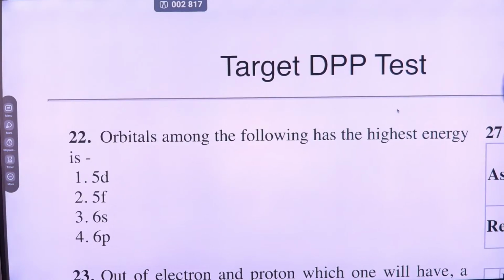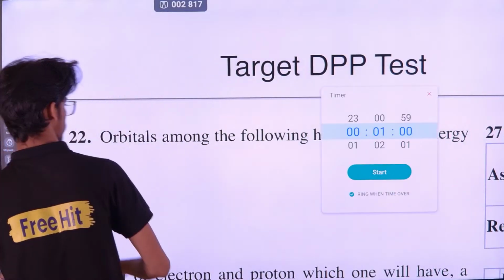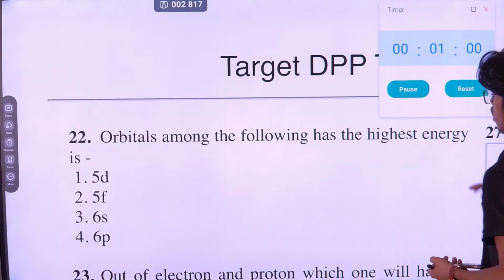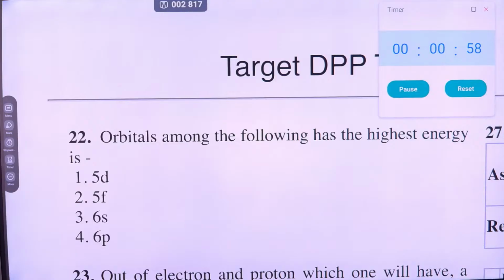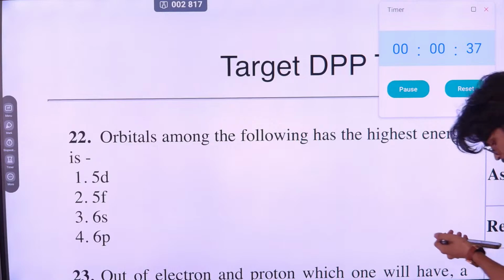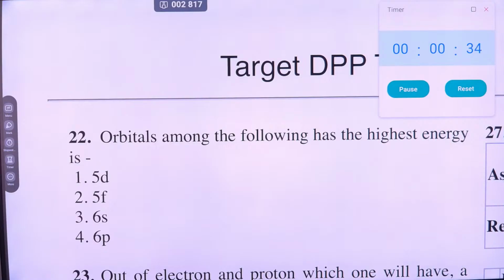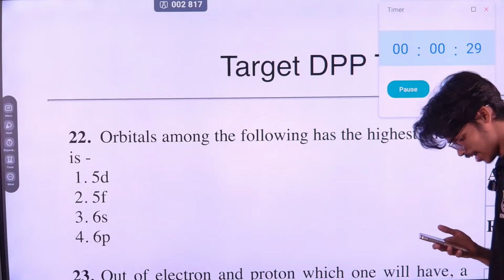Among the following orbitals, which has the highest energy? I think if you just know the formula to find the highest energy, you will get it. Question number 22, guys, do it. What is the energy? How to find the energy? Guys, try to answer.